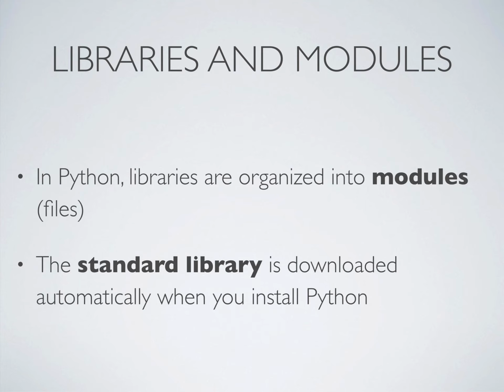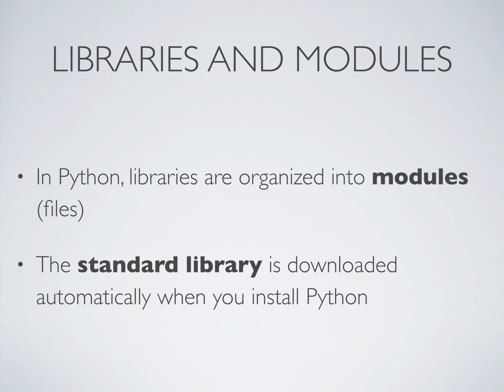So then a module is the way you organize libraries. Again, libraries are collections of code, and modules are basically the individual files that contain the code. This is why when you run your code in Python, you click run and then run module. So module is really just another word for file when you're talking about Python.